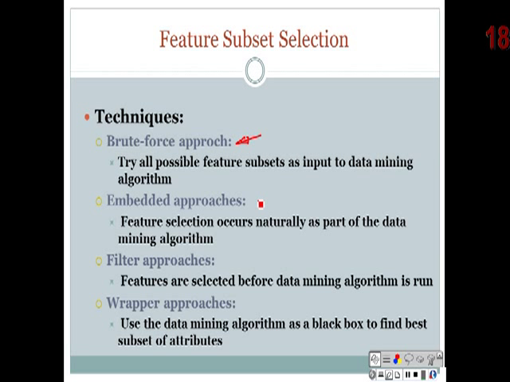Okay, embedded approach. It's naturally part of the data mining algorithm, so you can have this algorithm selection. So you think about it as an application, a software that has this embedded feature. It goes and tries to find which features are naturally to be gotten rid of, as we said, the student ID.